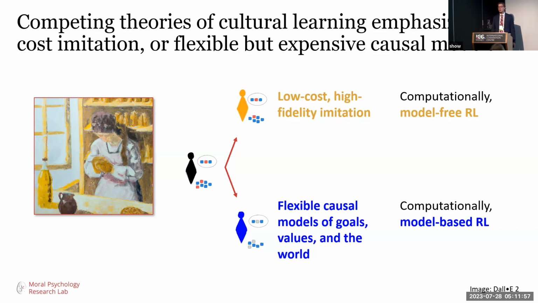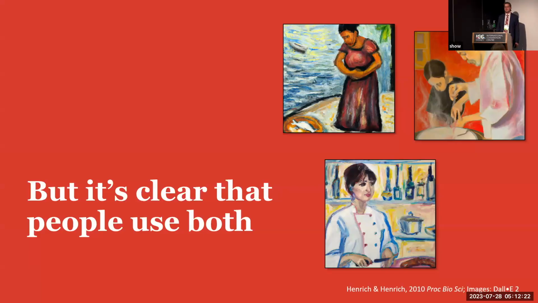Another strand posits that cultural transmission shares rich causal models of knowledge, values, goals, and the world. Like an apprentice that aims to replicate a supervisor's signature sourdough and knows that yeast needs warmth and sugar and that a strong rise makes a softer bread. Computationally, this is model-based RL. It's cognitively demanding, but flexible when circumstances change, for example, when sugar is out, but honey is on hand.